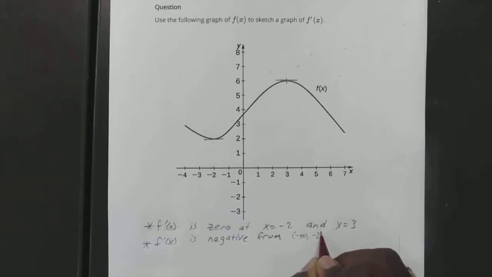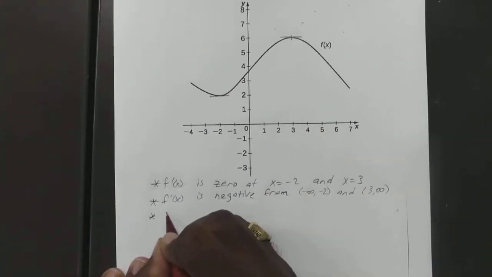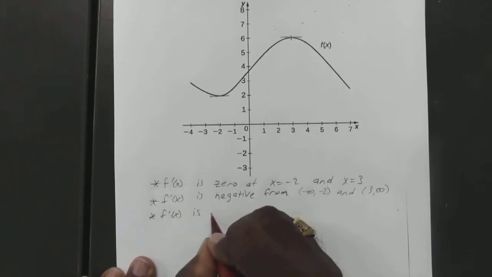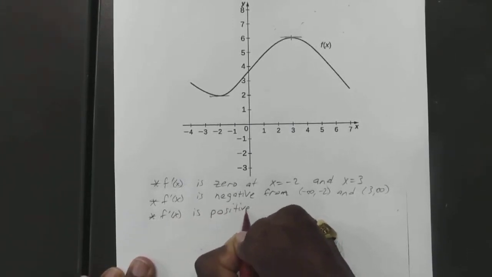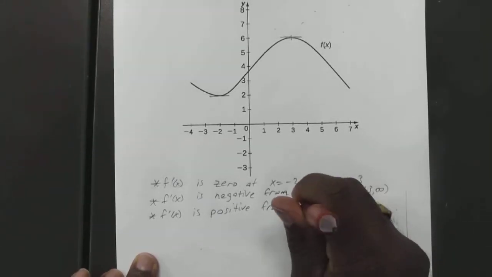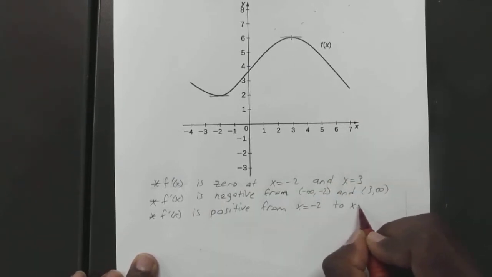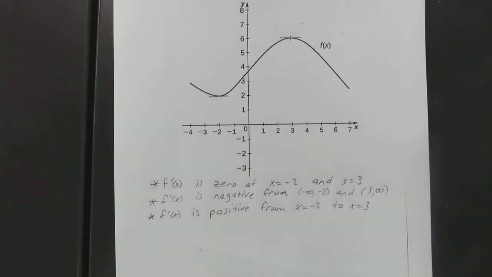Negative infinity to negative 2, and from 3 to infinity. Okay. And we can also see it's positive from negative 2 to 3, x equals negative 2 to x equals 3. Okay. So as long as we know those three things, we can graph the actual derivative.